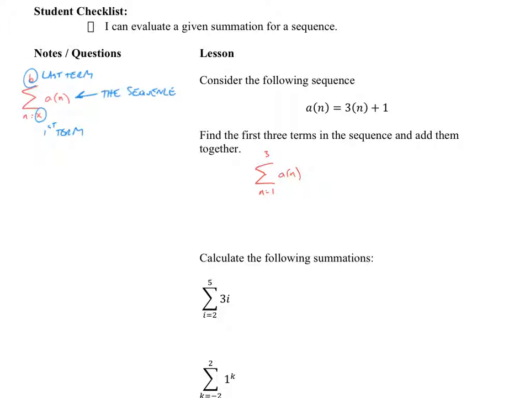So let's figure out what those are. A of 1, a of 2, a of 3. By now, you guys should be able to evaluate these pretty easily, so I'll skip through that part. Okay, so we have to just add all these things together, and we get 21. So the summation of a of n from n equals 1 to 3 is 21. Okay, it's as easy as that.